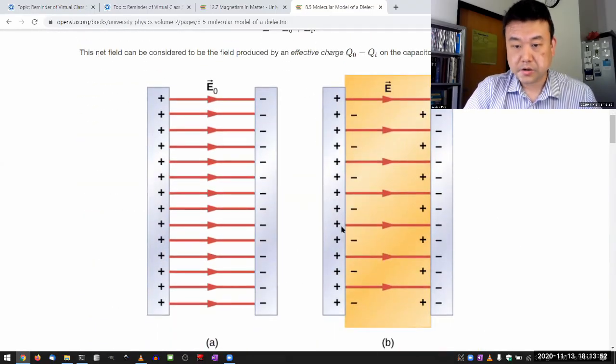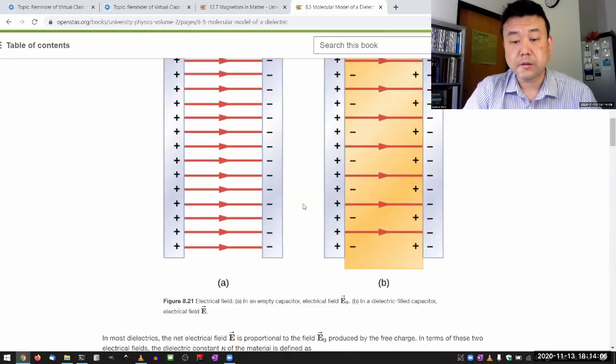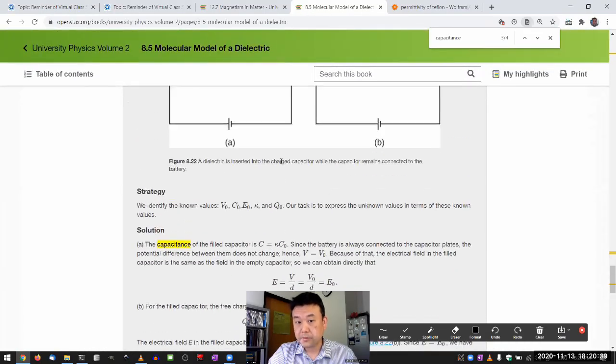So in this picture, the dielectric reduces the electric field in between the plates, so it increases the capacitance of the capacitor because you are storing the same amount of charge with a smaller voltage difference between the plates. Now, with the magnetic matter, things get a little bit more complicated.